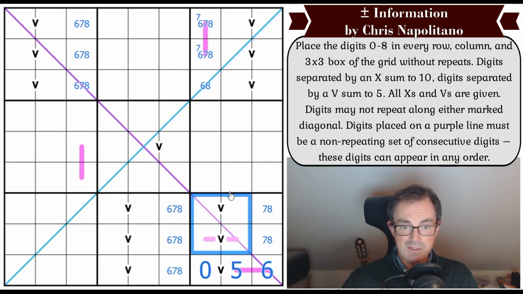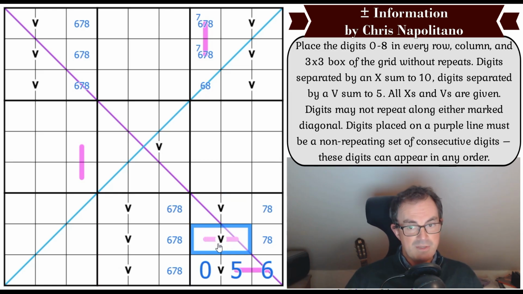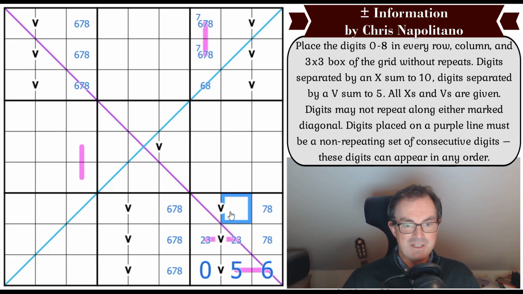As I say, I don't think this puzzle is meant to be terribly hard. But now look at these two digits. They're consecutive and they add up to V, or 5, if we're not using Roman numerals nomenclature. So these have got to be 2 and 3. These have got to be 1 and 4.